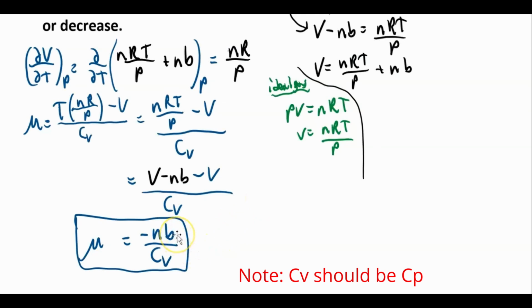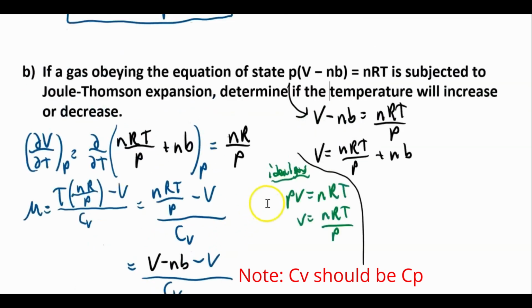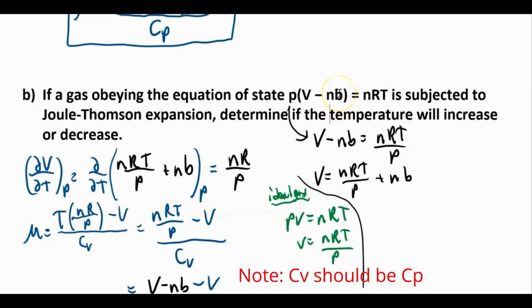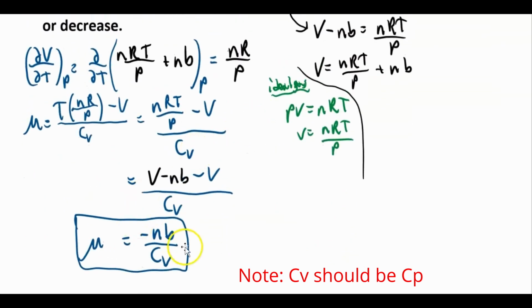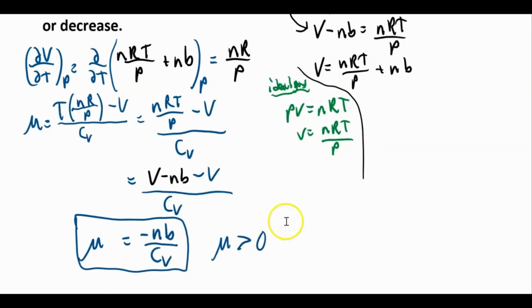Now, assuming b is positive, and if you know about this equation of state, b represents the size of the molecules, or is related to the repulsion forces. So b can't be negative. So that means this whole thing is greater than 0. So mu is greater than 0 here. Oh, less than 0. What am I saying? Negative is less than 0, isn't it? So mu is less than 0.